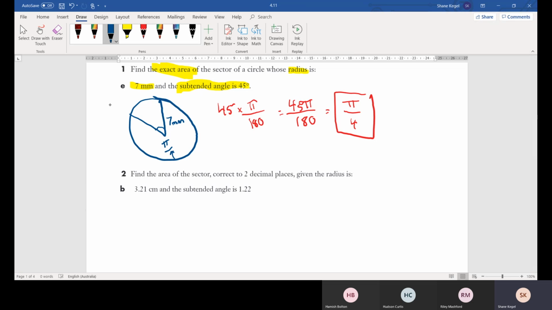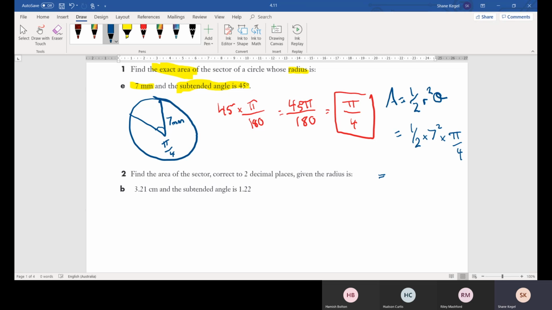So pi on 4. Let's make it look a little bit neater than that. Pi on 4. Excellent. So now I've got my angle in radian form. I can now simply plug it into my formula. So area equals a half radius squared angle, or theta. So I'm going to plug in my values. So a half of radius is 7, so times 7 squared times my angle, which is pi on 4.